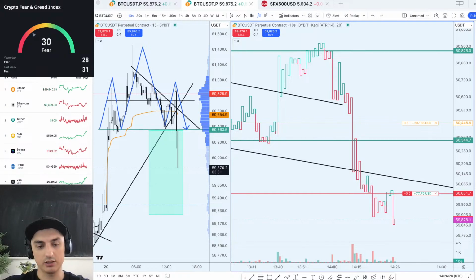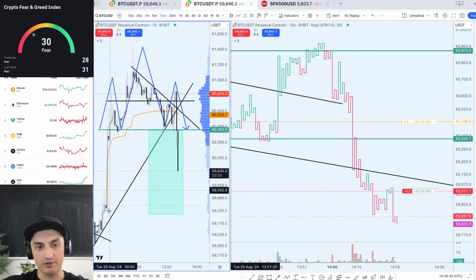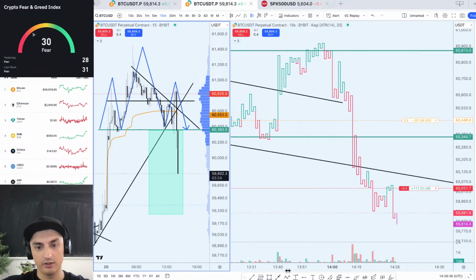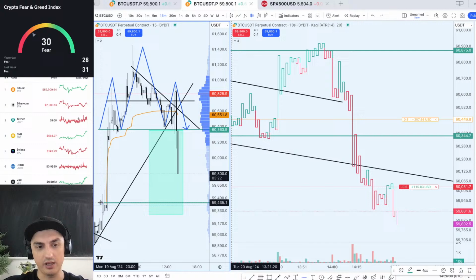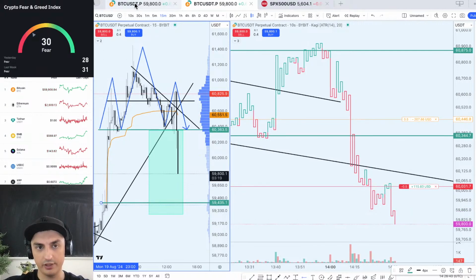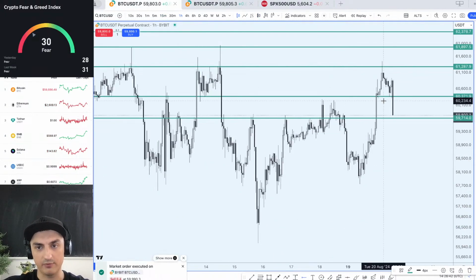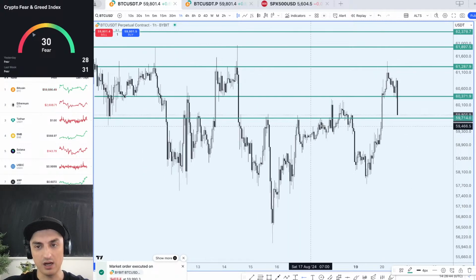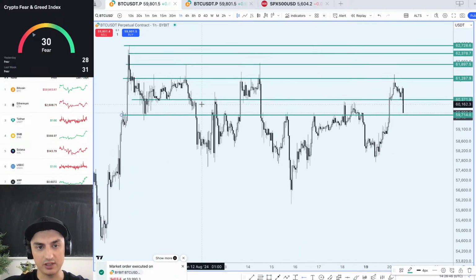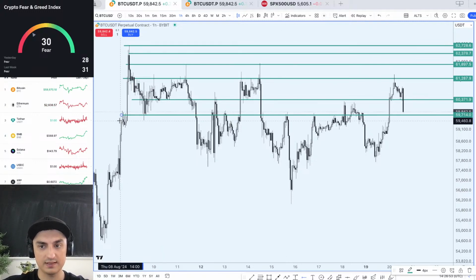Let's see if we can get this nice push to the downside. Once again, this area is really thin. We don't have too much over here. Get back to the 1 hour time frame. You can see right now we are around 59,700, which is actually quite a strong level. This is the area where we can take profits.